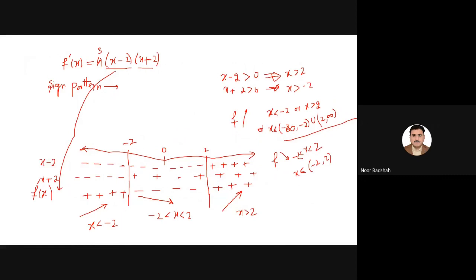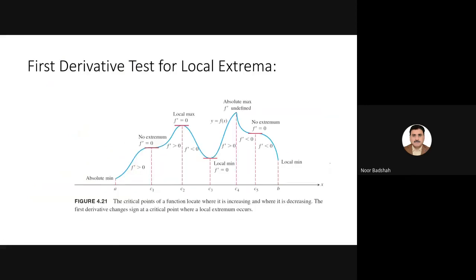We are having a quadratic derivative, so this can be done by completing the square as well. If you don't want to use the sign pattern, it's okay. You can use the completing square technique as well. But if you have a cubic derivative, in that case, you have to go for the sign pattern because you cannot find the increasing or decreasing interval by using the completing square method. Any question?